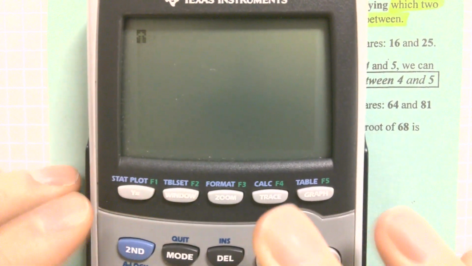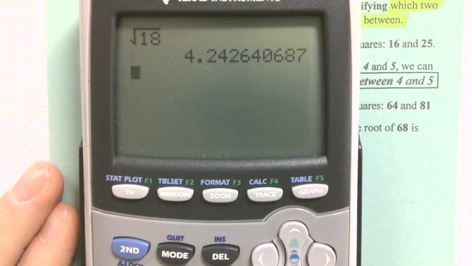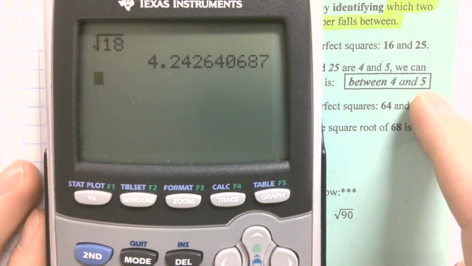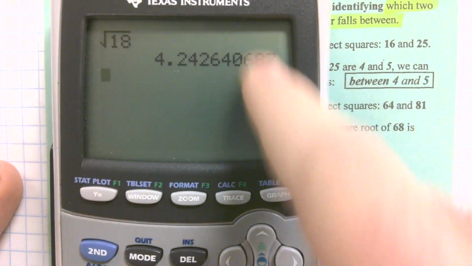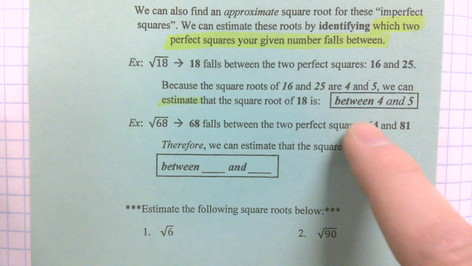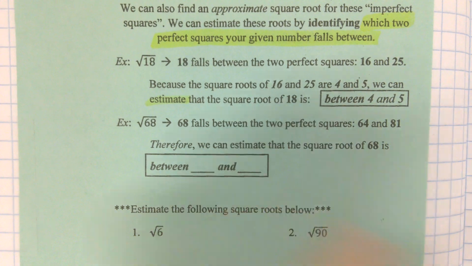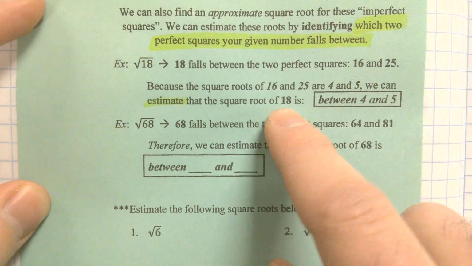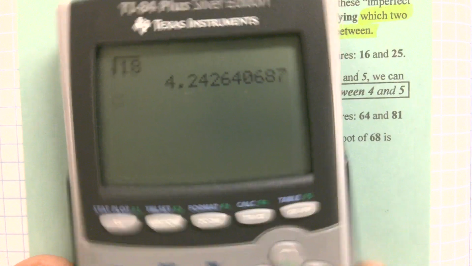If I were to take the square root of 18, it was 18, right? Yeah. I would get 4.24. Is 4.24 between 4 and 5? Yes, it is. So that's what we're doing. We're not finding the exact value. We're finding the approximate value by estimating what two perfect square roots our number would fall between if we did actually take the square root like we did here on the calculator. Okay? That's all it is.